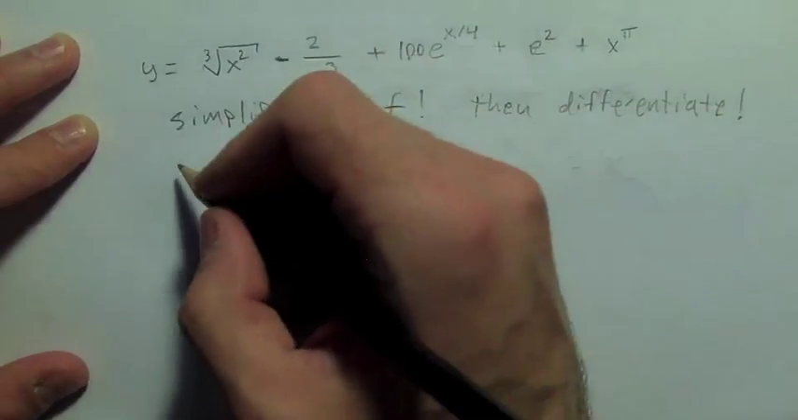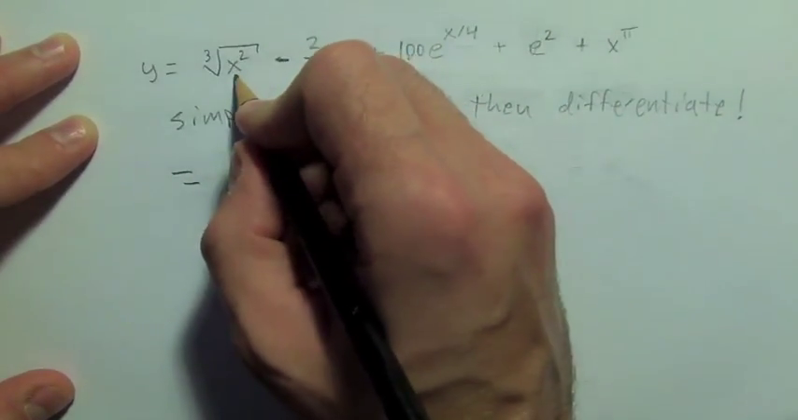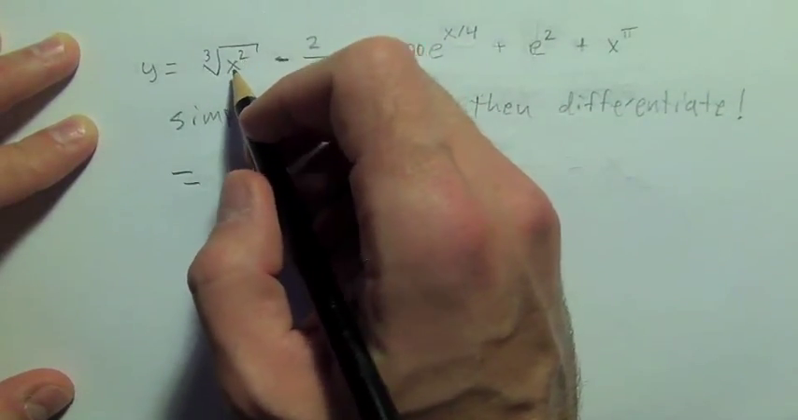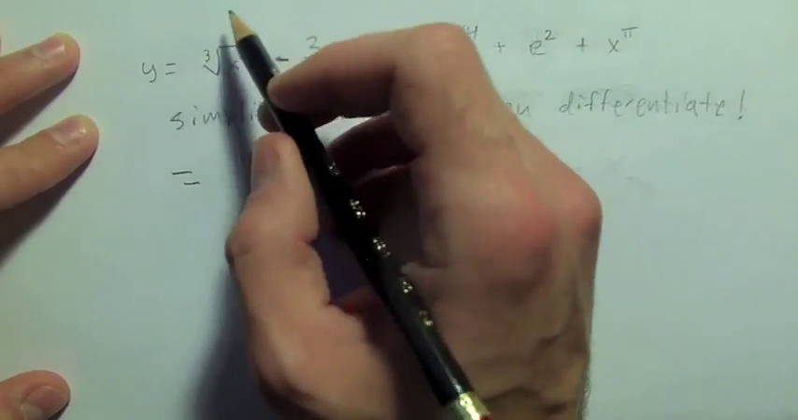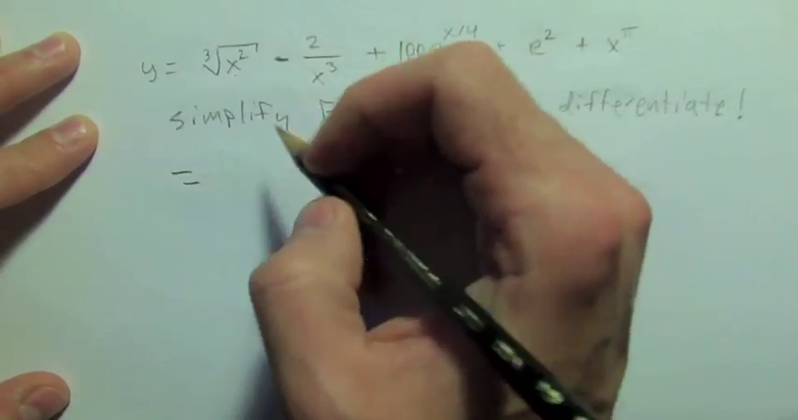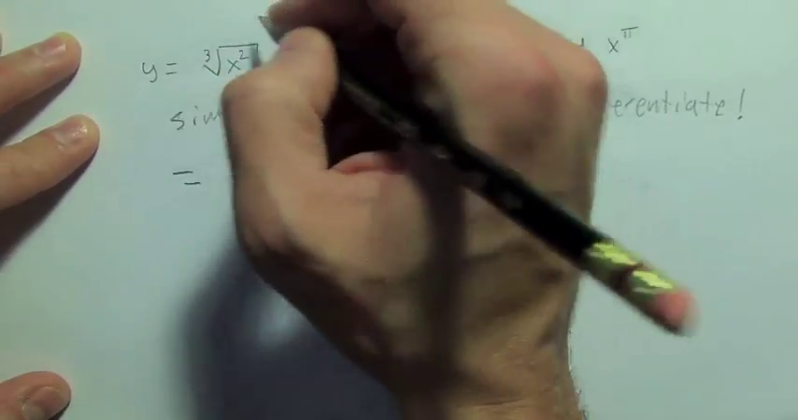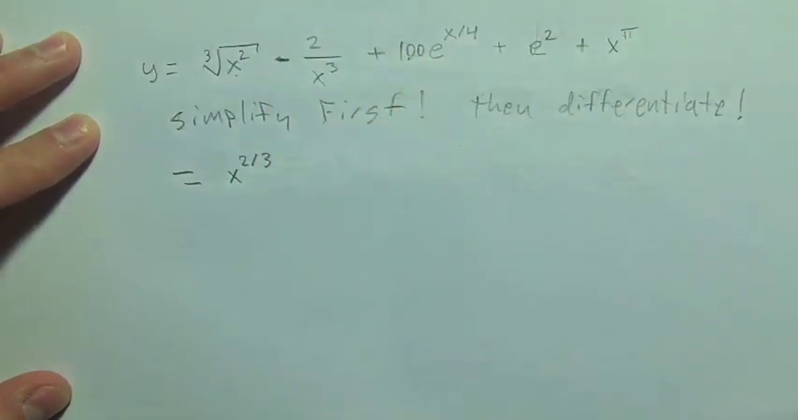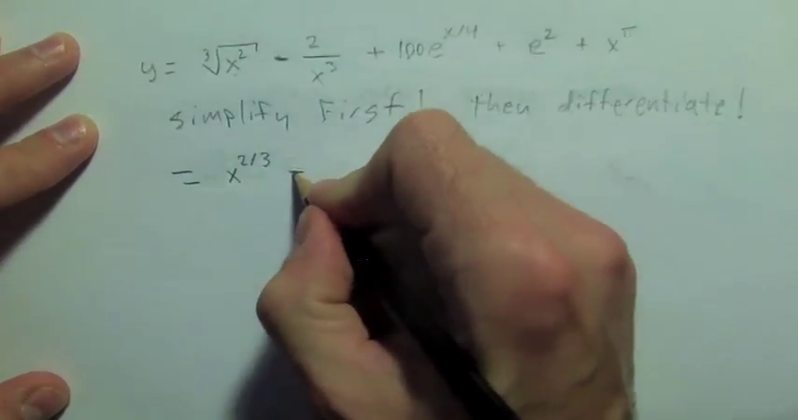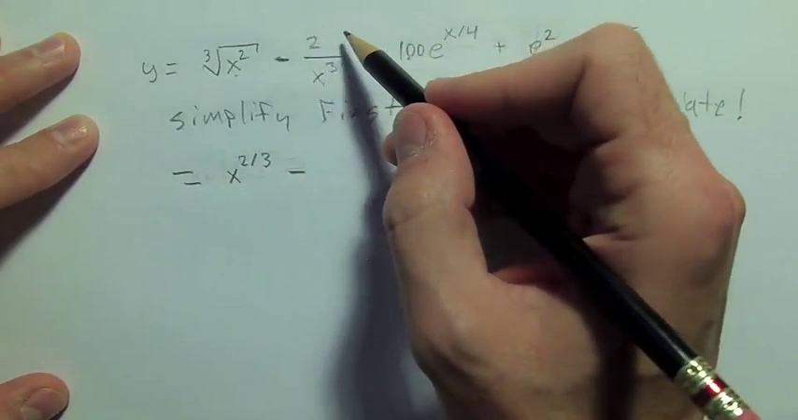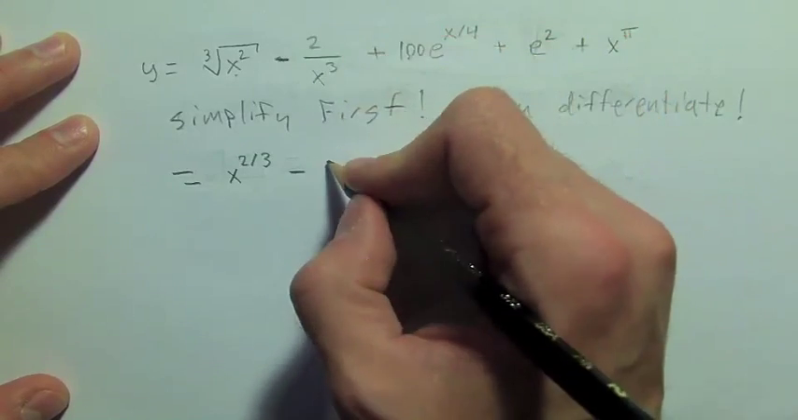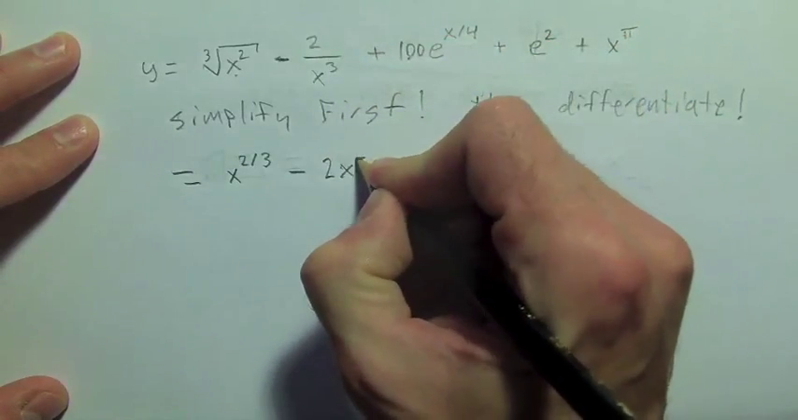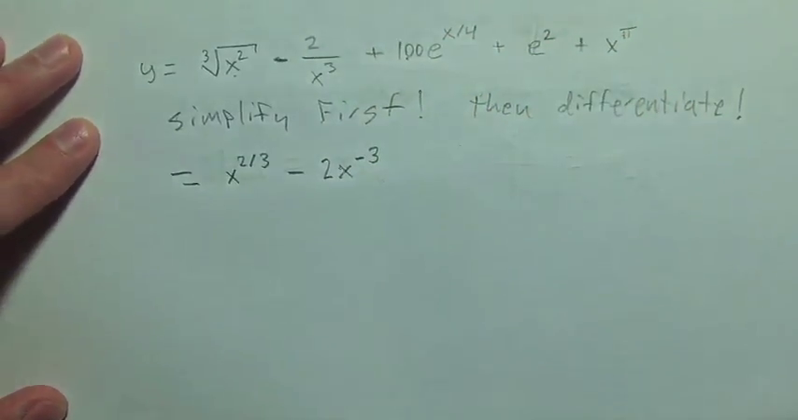Okay, so the cubed root of x squared. Well, the cubed root is raising this to the 1/3 power. So this is essentially x to the 2/3. Minus, okay, so 2 over x cubed, that's going to be 2x to the negative 3.